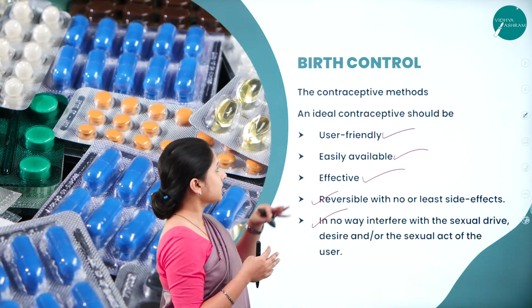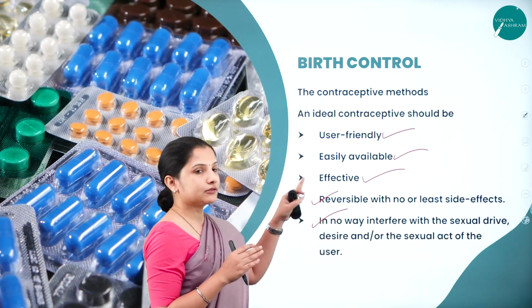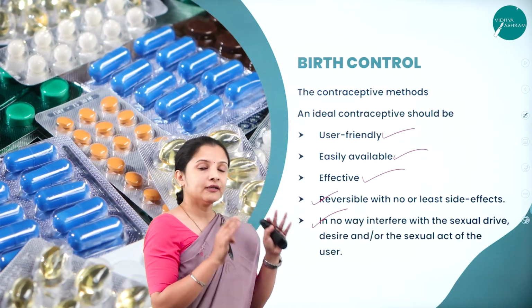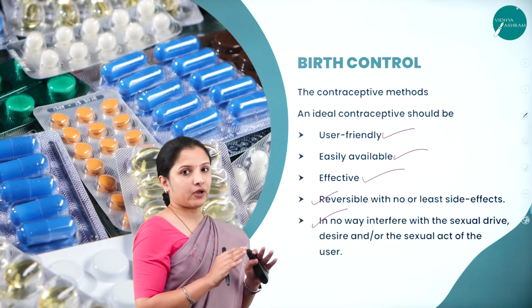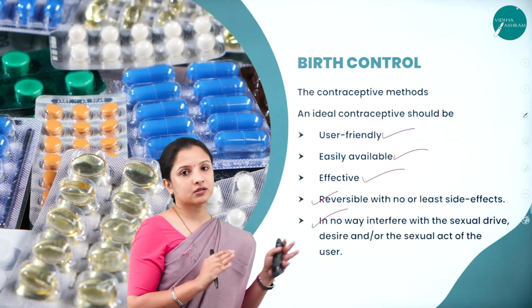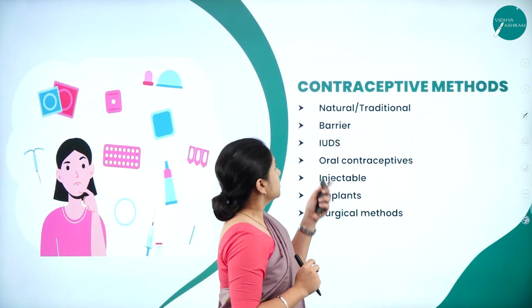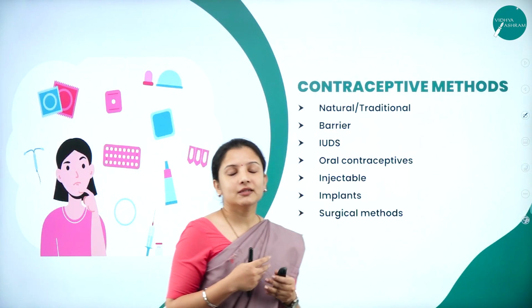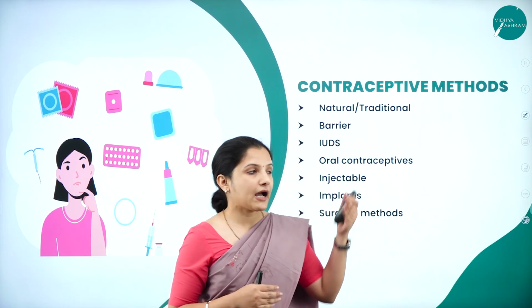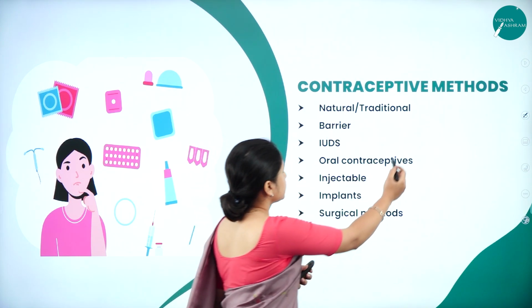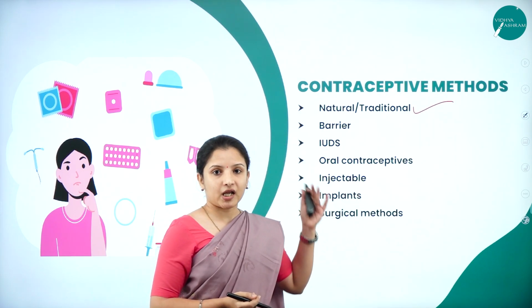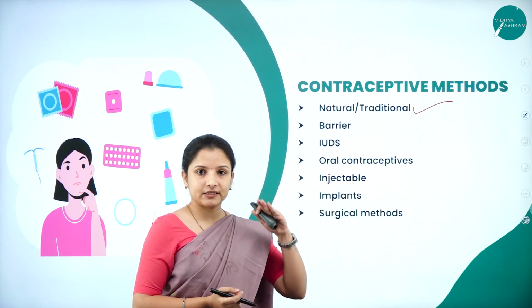These are the different things that have to be put forth when developing a contraceptive, so that it can be called the best method to control the birth rate, or a best birth control method. So we'll study what the different contraceptive methods available are. We have the natural, or traditional, contraceptive method. We'll study about this in the coming slides in detail.